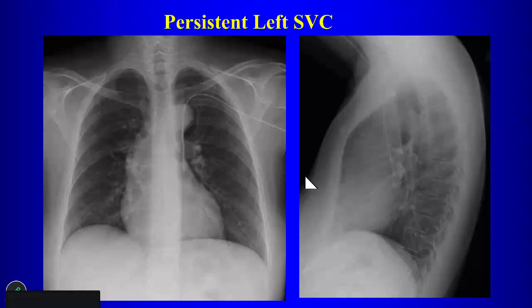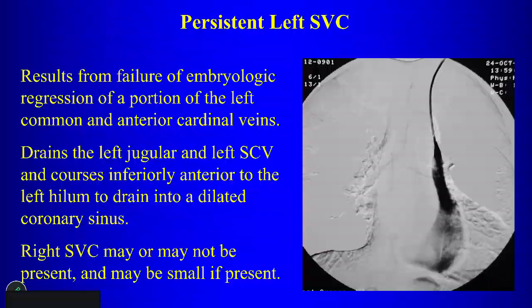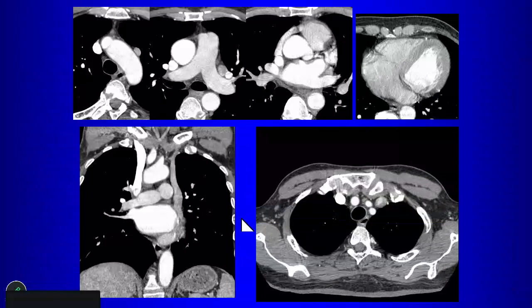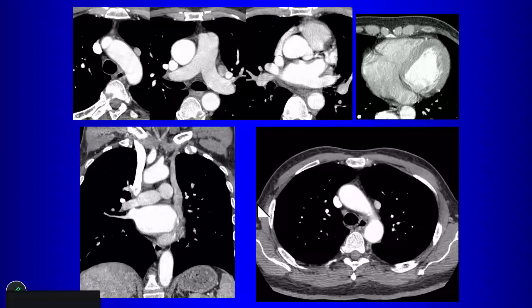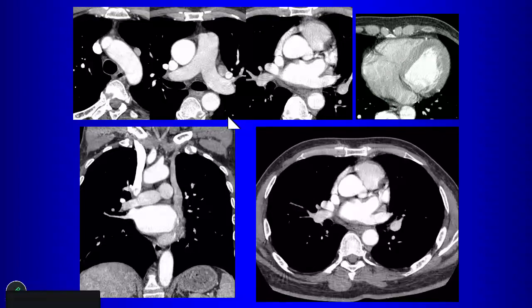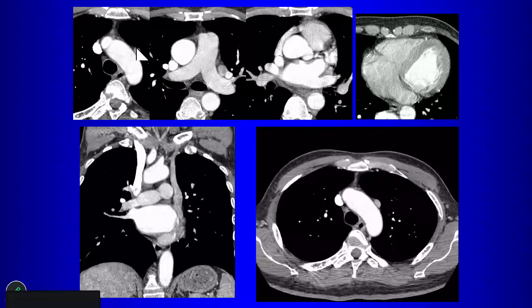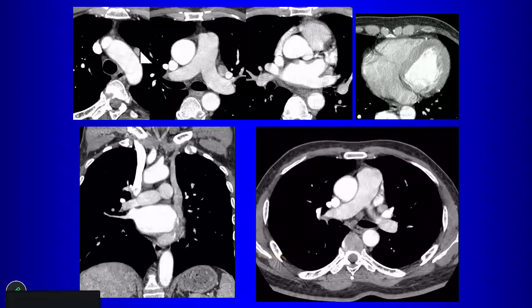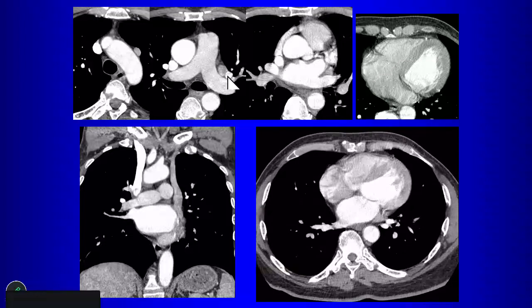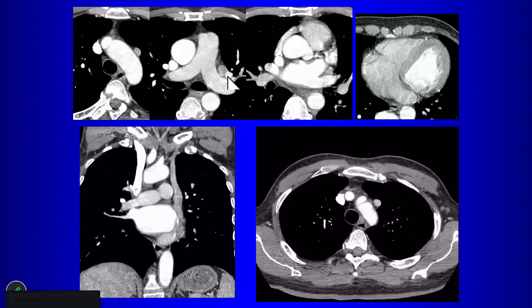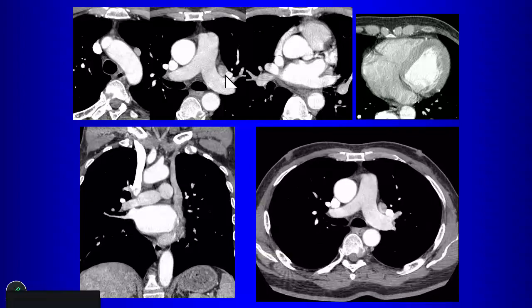So usually it looks something like this. It may communicate with the right superior vena cava. It may not. It may be the only superior vena cava. Sometimes there is no right superior vena cava and there's only a left superior vena cava. So that is a persistent left superior vena cava, and it will drain to a dilated coronary sinus. And this is pretty much what they all look like. So this vessel that's posterior to this, here's the left superior vena cava. You'll see it as this abnormal vessel in the anterior mediastinum. What is this vessel posterior to that? What's this vessel here?